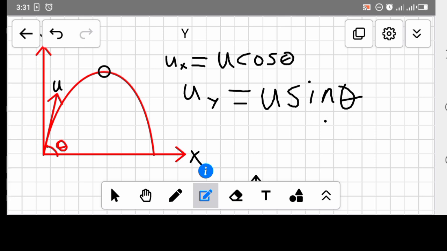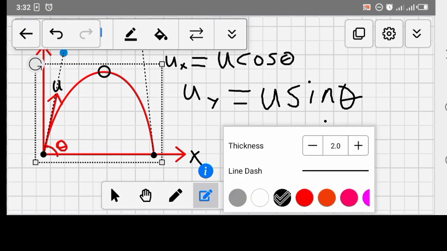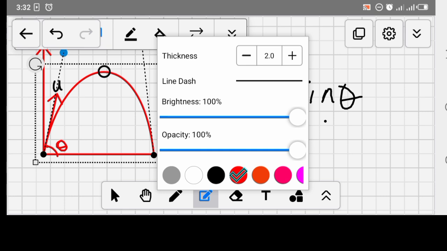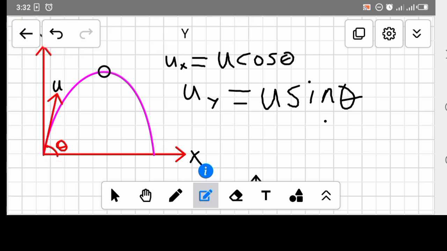This path is parabolic, and when you talk about a parabolic path, you'll be describing the path using a quadratic equation. I'm going to change the color so we can understand it better. The part that has changed to the pink color is the parabola. That's the parabolic part, and it is described using a quadratic equation.